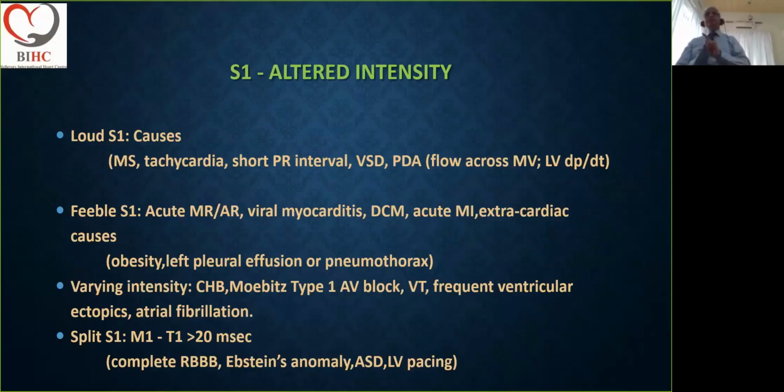We refer to the split first sound. If the first sound is split, it means you are hearing the T1, and you hear it in the tricuspid area. Causes include complete right bundle branch block, Ebstein's anomaly, and atrial septal defects sometimes. If you pace the left ventricle, when you pace the epicardium in a small baby, the pacemaker is on the LV epicardium. When you pace the LV, it is like a right bundle branch block. It can be associated with a split first sound.